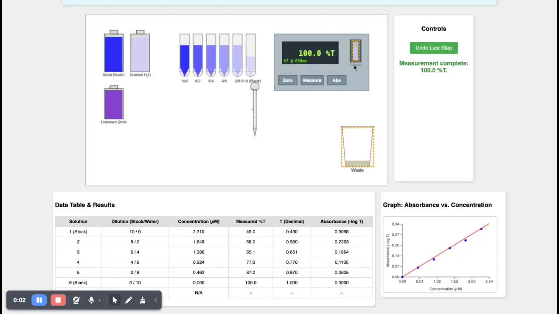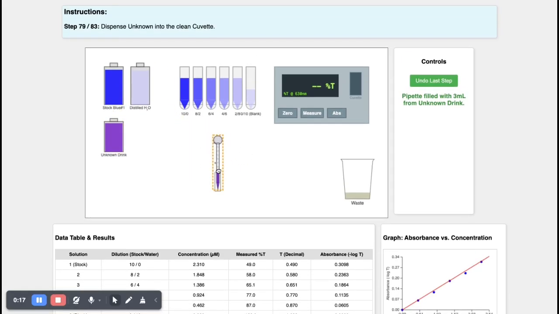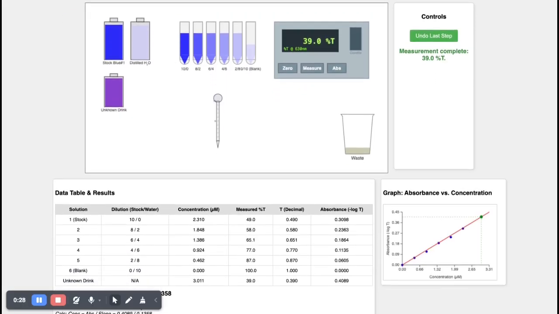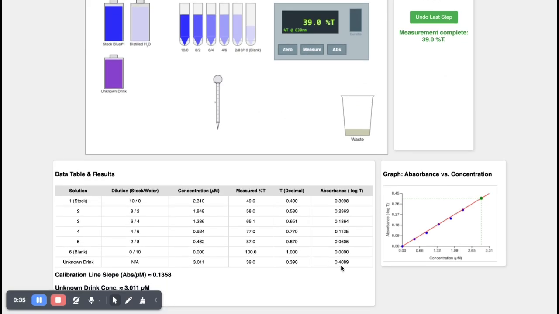Now we will repeat the same process we did with our other samples with our unknown sample. Here we are cleaning it. We place our sample into the cuvette and measure the absorbance, which was a 39%. As you see, there's a 39% transmittance, meaning that the unknown sample has high absorbance, which is 0.4089 as shown in our table.